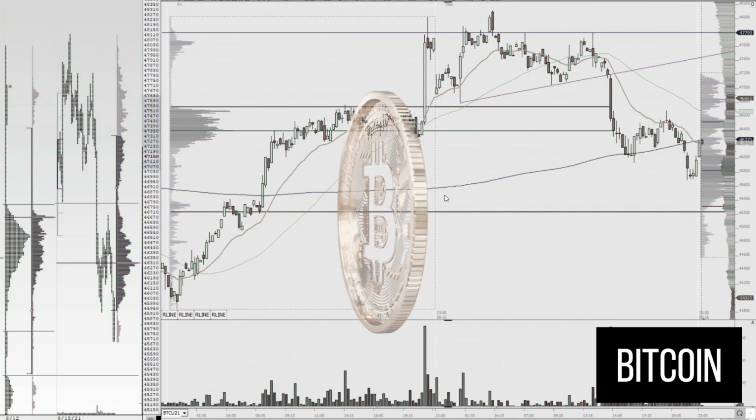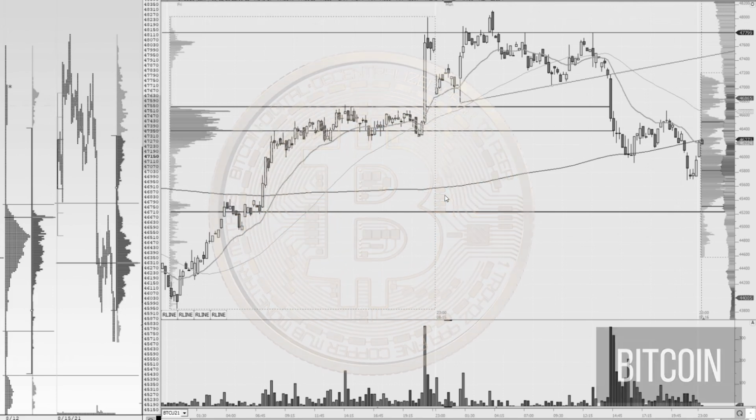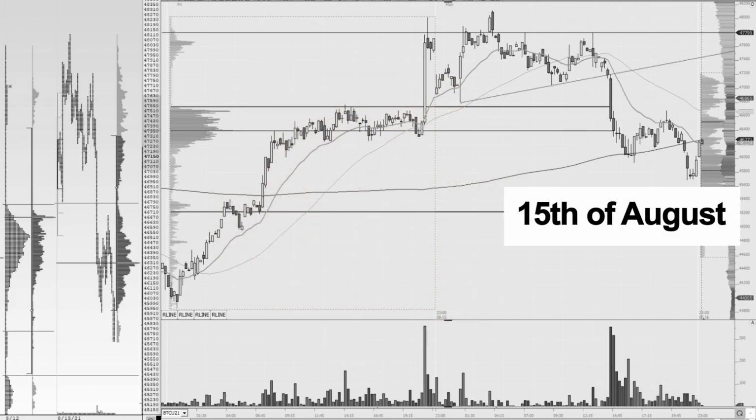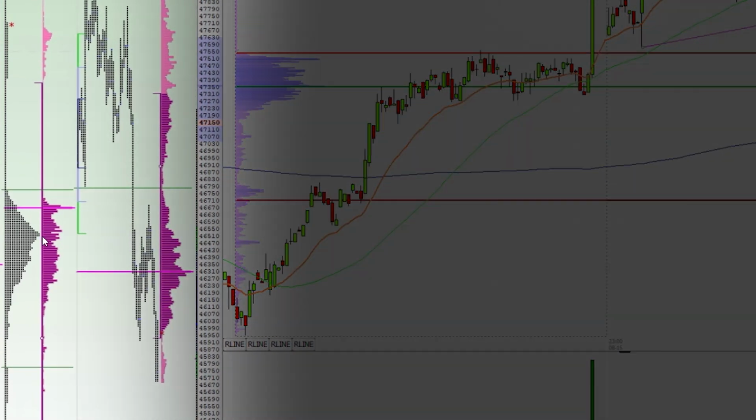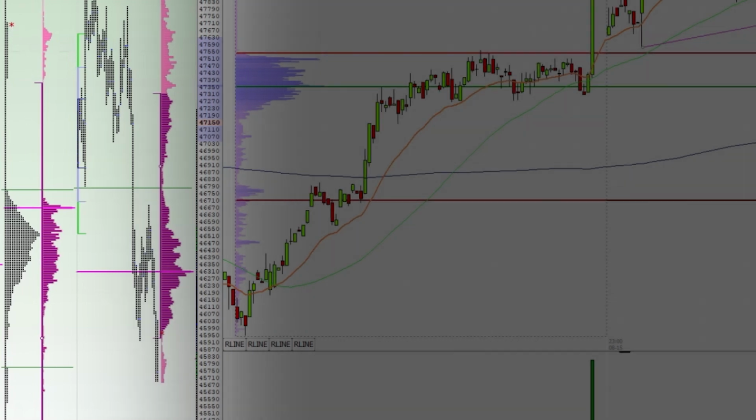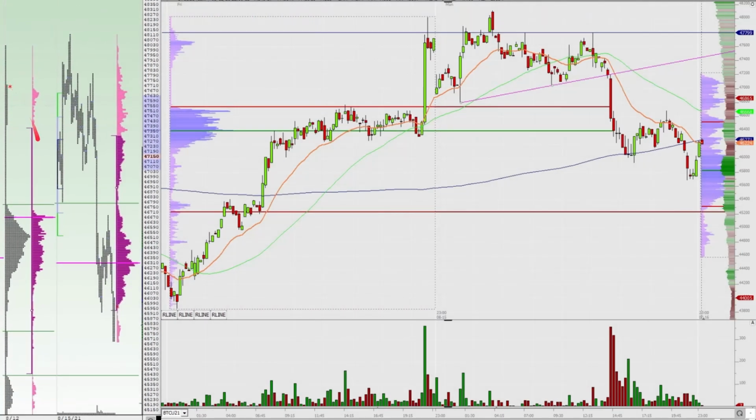This is an example using Bitcoin, and this is one from the 15th of August. Now, what the profile, which is the chart on the left, is showing you here is value very clearly established lower. Value is highlighted by the purple area on the volume profile, and then anything outside of value is highlighted in pink. So the important thing here, and this is how you're going to identify this trade, is that up here, what you've got is a close miles away from value. Value's all the way down here.